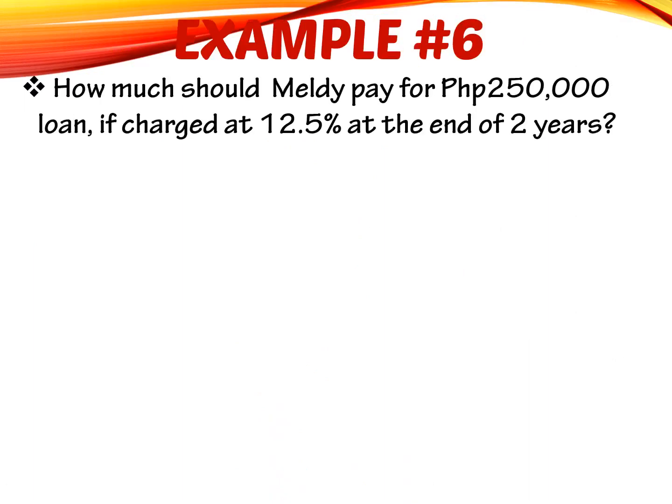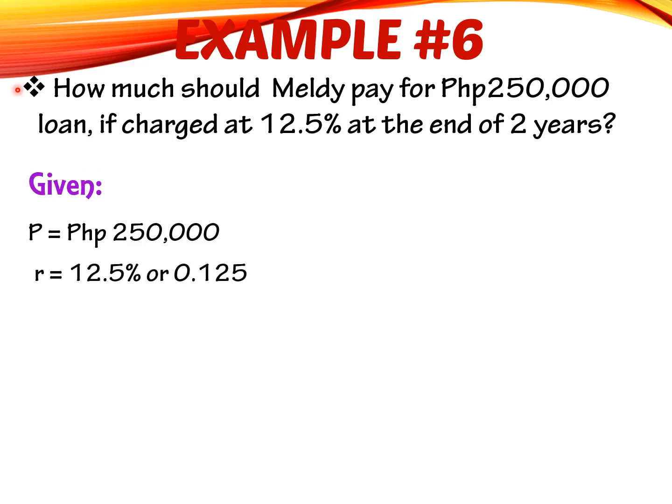Okay, another example. How much should Meldy pay for a 250,000 pesos loan if charged at 12.5% at the end of 2 years? Okay, let's have the given. So, 250,000 will be your principal amount or the amount being borrowed. Rate is 12.5%. Change to decimal is 0.125. And the time is exactly 2 years. And you are asked to find the total amount to be paid. So, that will be your future value or the maturity value.